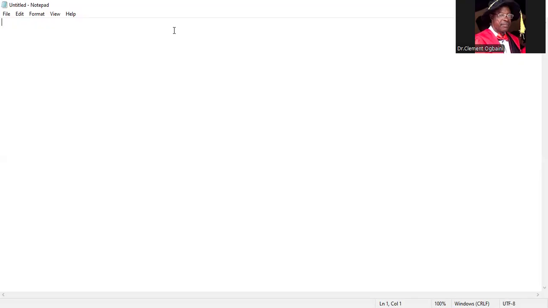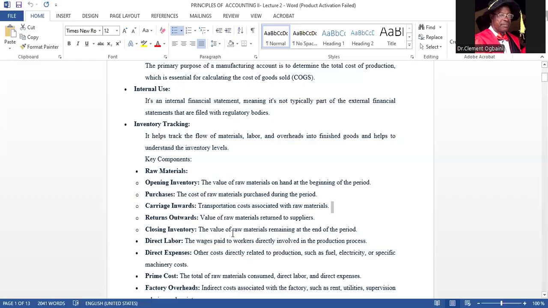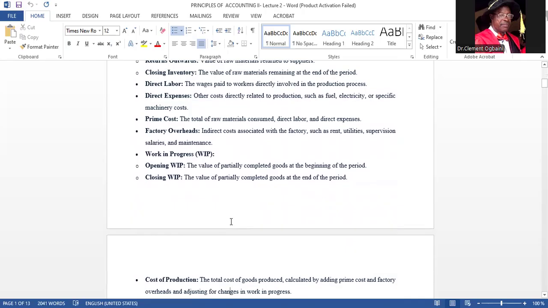And also, manufacturing account helps us to determine whether it is cost effective to produce or not. Because if it is not cost effective, there is no reason why you should continue producing the product. Rather, you can equally buy that product from another manufacturer and sell.